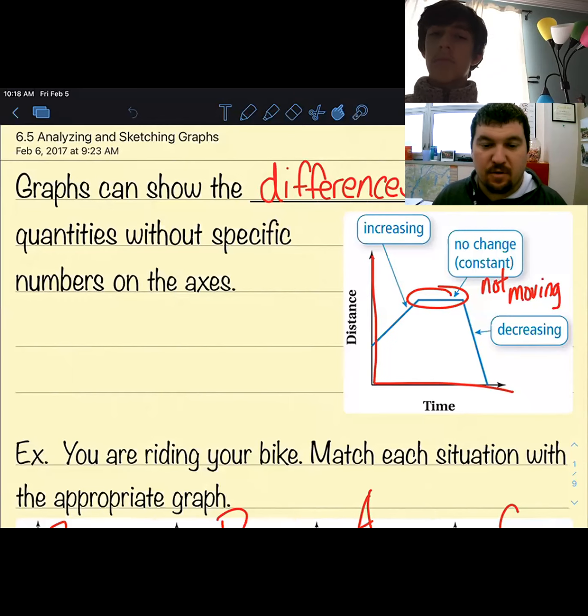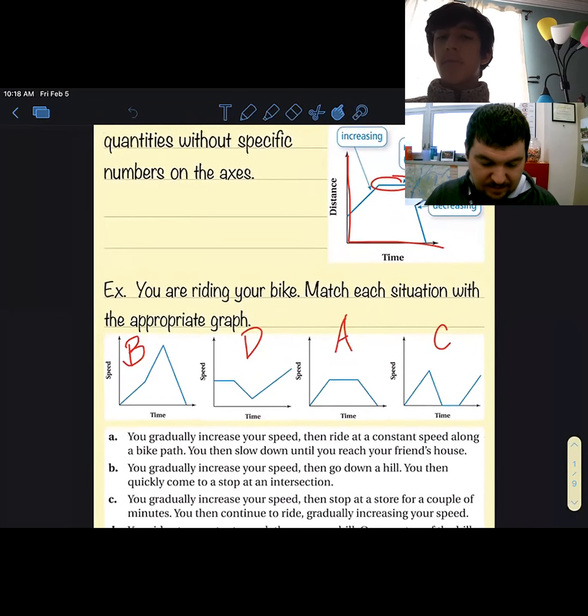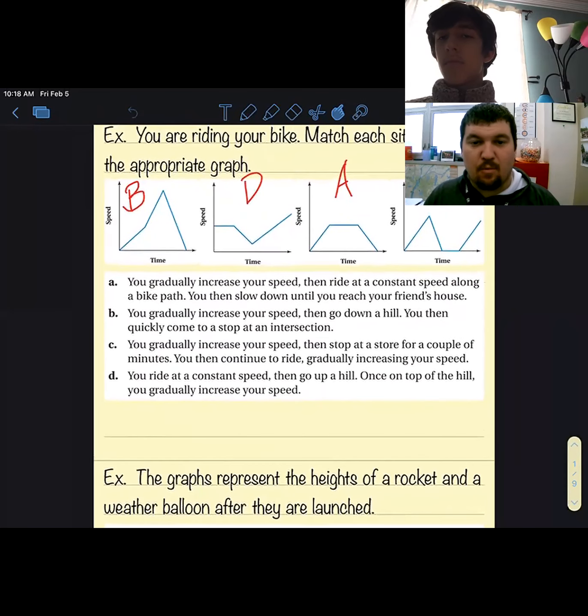Okay, so we are going to finish our 6.5 notes. Our 6.5 was over analyzing and sketching graphs. And so we did a lot of analyzing yesterday. We looked at some graphs, we deciphered what they're trying to tell us. We didn't do any sketching though. And so that's kind of what we're gonna do today.